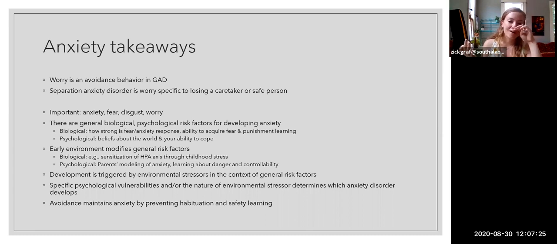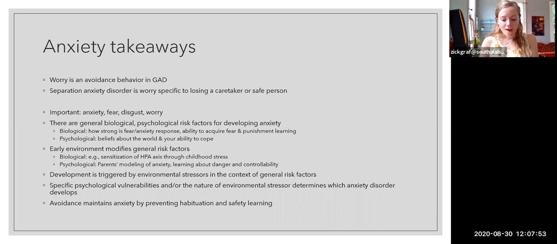Separation anxiety disorder is very similar to generalized anxiety disorder. And really the main difference is that the worry is only about separation, only about harm coming to the person themselves or their loved one during a separation. But worry probably has the same function in separation anxiety disorder that it does in GAD. And both of those disorders are more on the distress side of the spectrum versus the fear side of the spectrum.